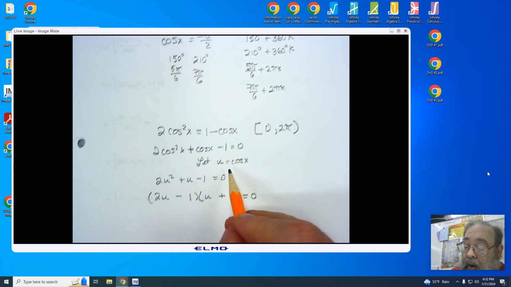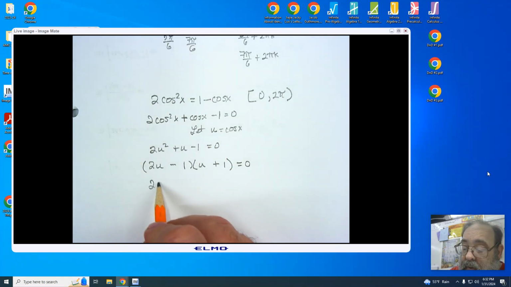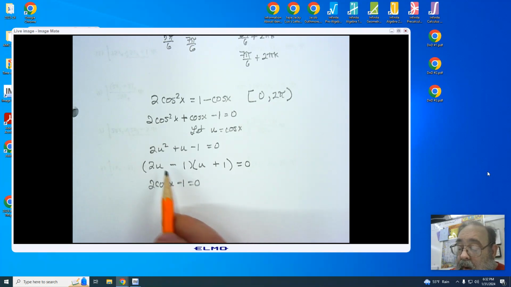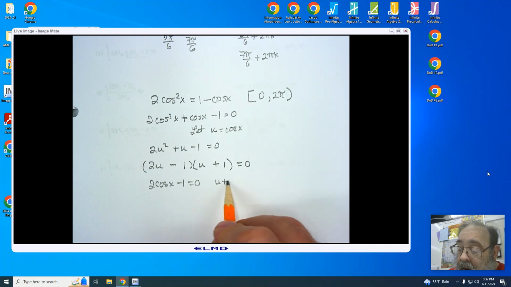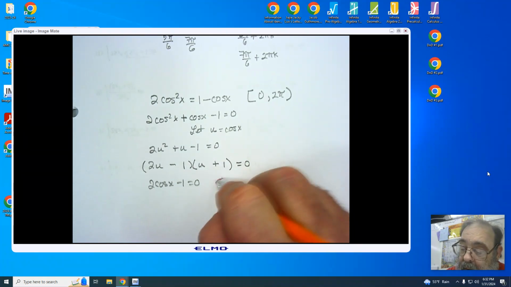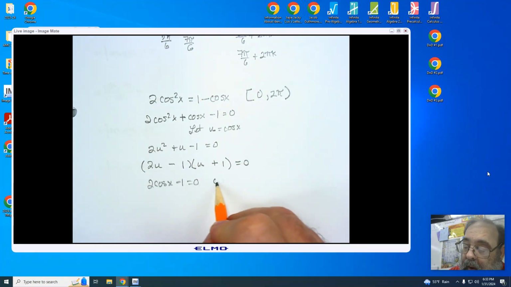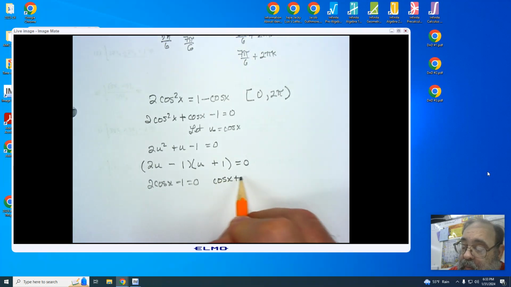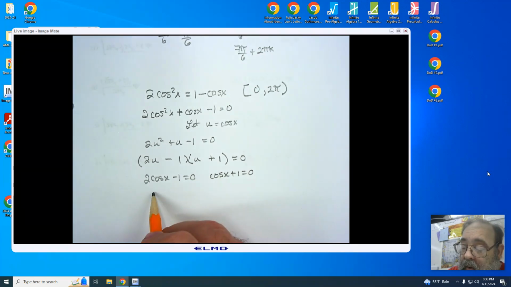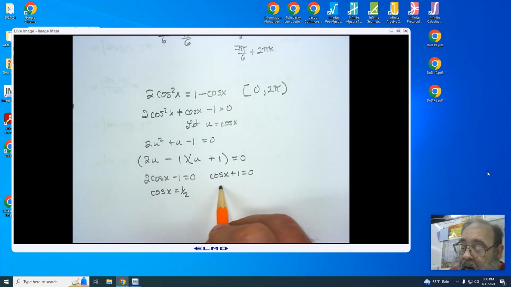We're now going to put our cosine back in, so that 2 cosine of x minus 1 is equal to 0. By our 0 property, one of the two factors has to be 0. Oops, and let's put our cosine in. So we have cosine of x plus 1 equals 0, and I'm now going to solve. Cosine of x equals 1/2, and the cosine of x equals negative 1.